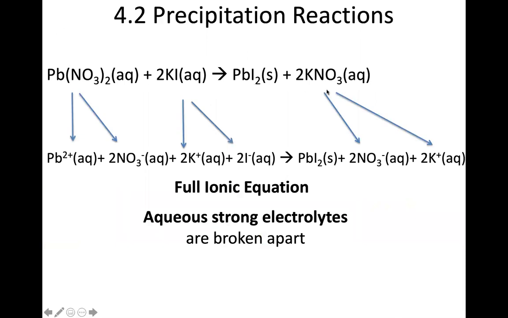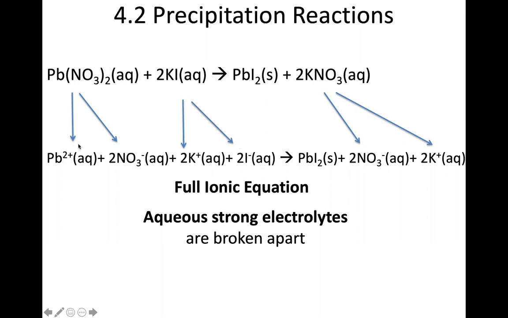So at the top, that was the entire molecular equation. We're going to turn that into what's called the full ionic equation. When we break it apart into the full ionic equation, what we're going to do is all of the aqueous strong electrolytes, we're going to break them apart. Lead nitrate aqueous is really lead ions and nitrate ions. So let's write them separate from each other. Potassium iodide aqueous is really potassium ions and iodide ions. So let's write them apart from each other.